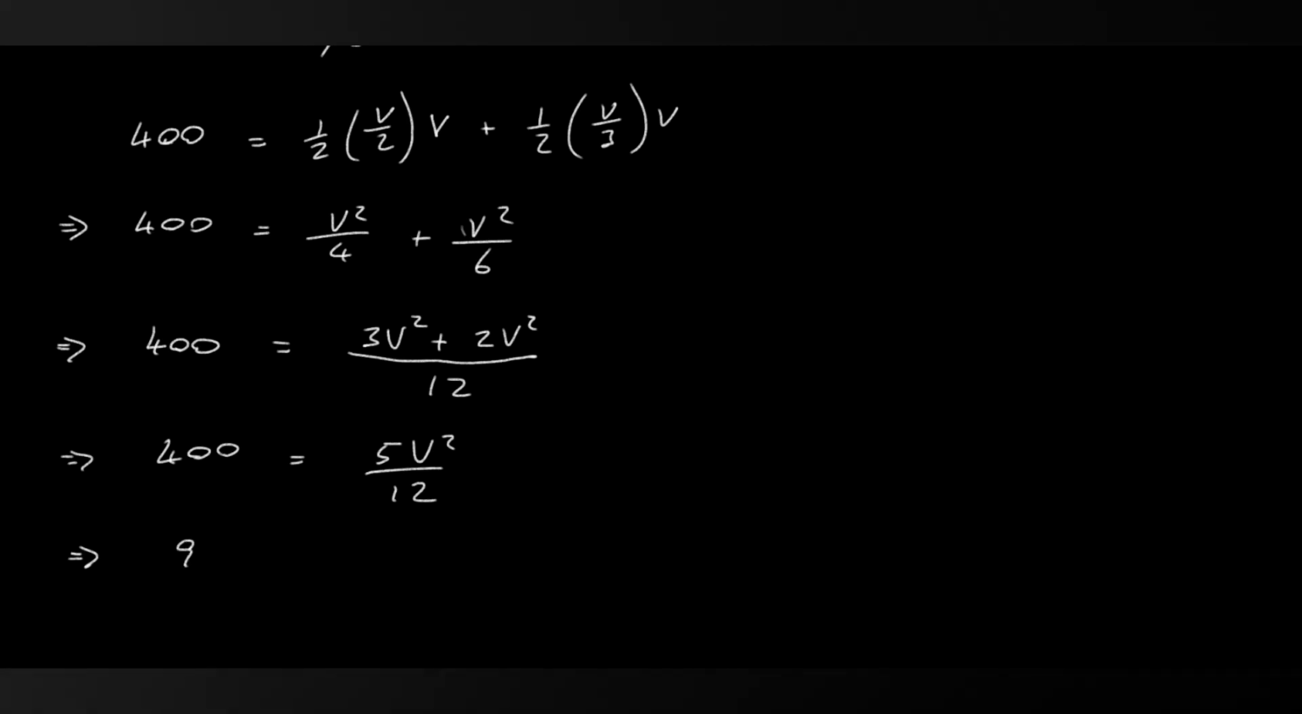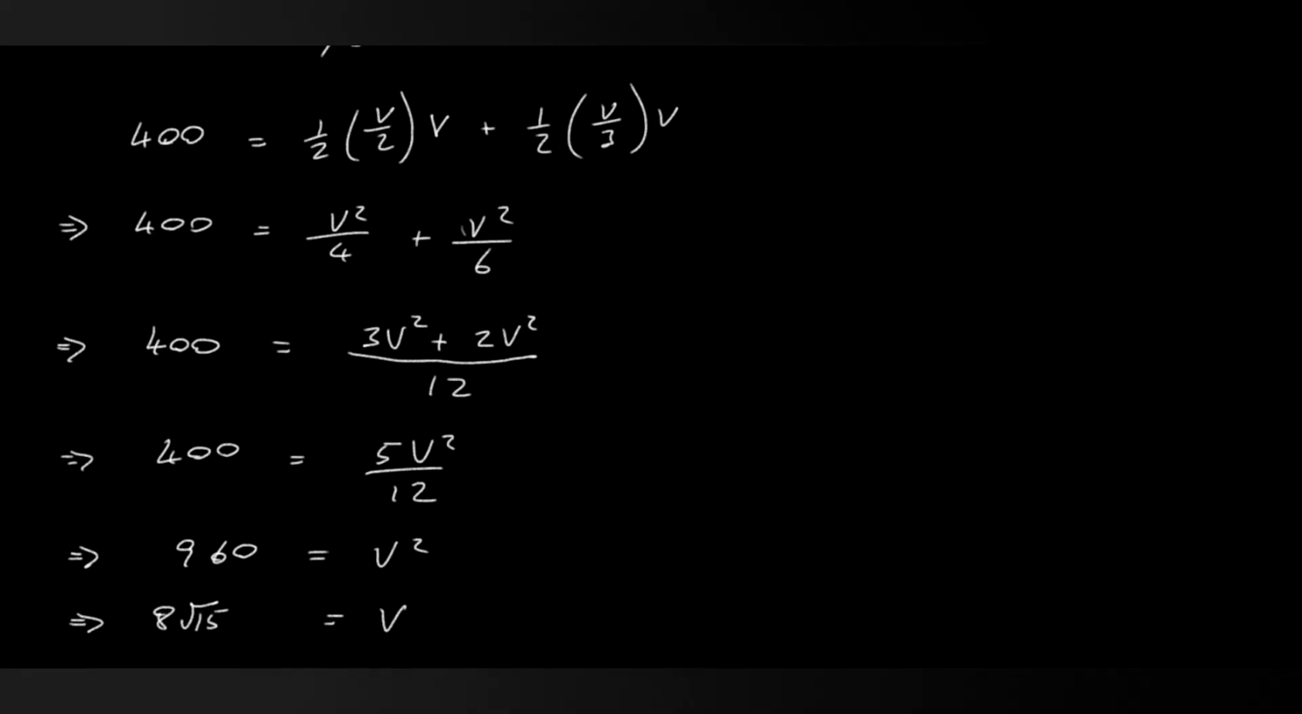So that'll give us 960 is equal to v squared, giving us a v then, just square root both sides, giving us a v of 8 root 15, and that's meters per second.